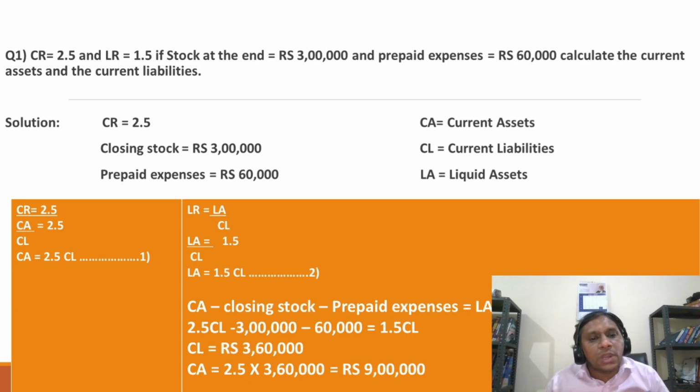And when you have calculated this current liabilities, you are capable enough to calculate current assets, and current assets is equal to 2.5 into 3,60,000, that comes rupees 9 lakh. Absolutely, my dear children. After this, you can calculate even liquid assets. Liquid assets is equal to 1.5 into 3,60,000. Then what will be the figure of liquid assets? How much will be the answer? That is your solution. If you can do it, it means you have understood how to do the question.